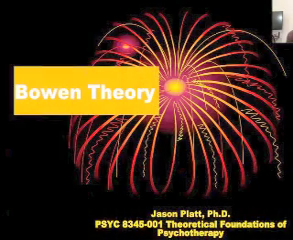The 8 concepts are differentiation of self, triangles, nuclear family emotional process, family projection process, multi-generational transmission process, sibling position, emotional cutoff, and emotional process in society or societal regression. I'm going to go over those, but you also would need to know how to do a genogram. Okay, so let's jump in with some of the foundational information about Bowen theory.